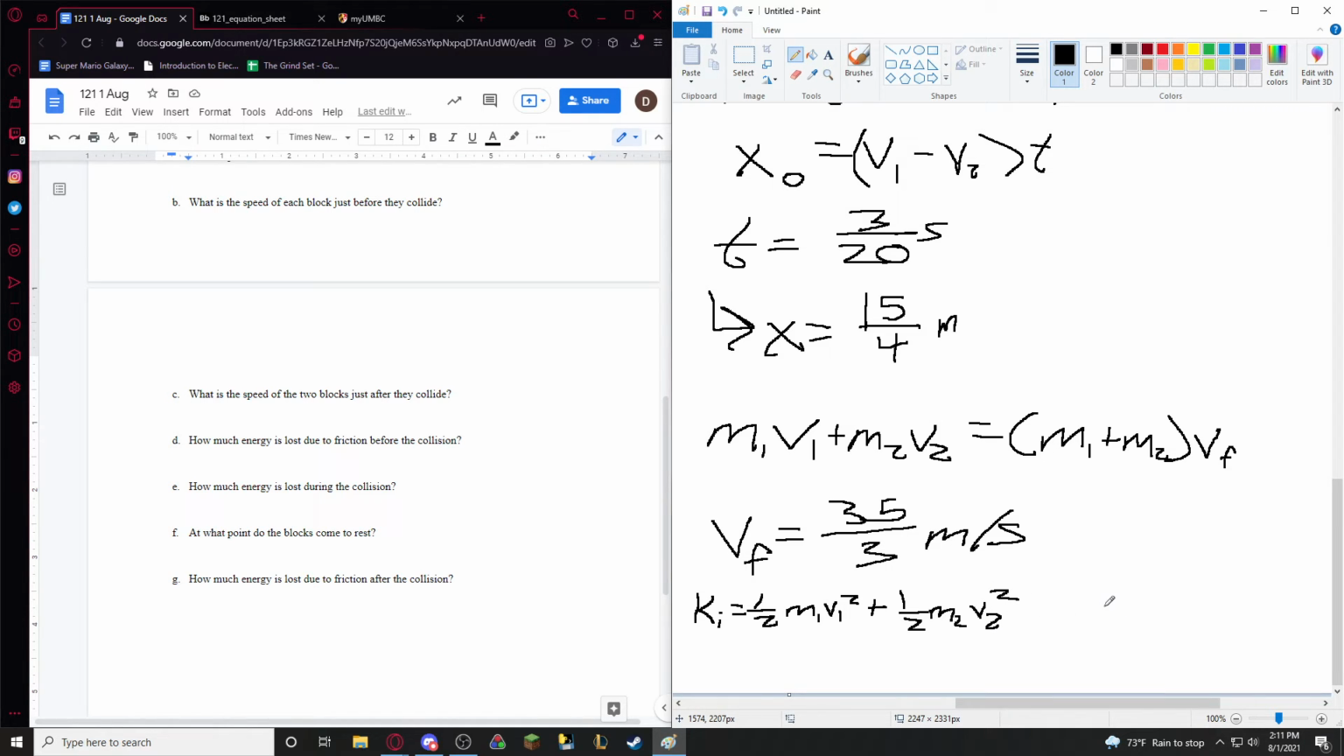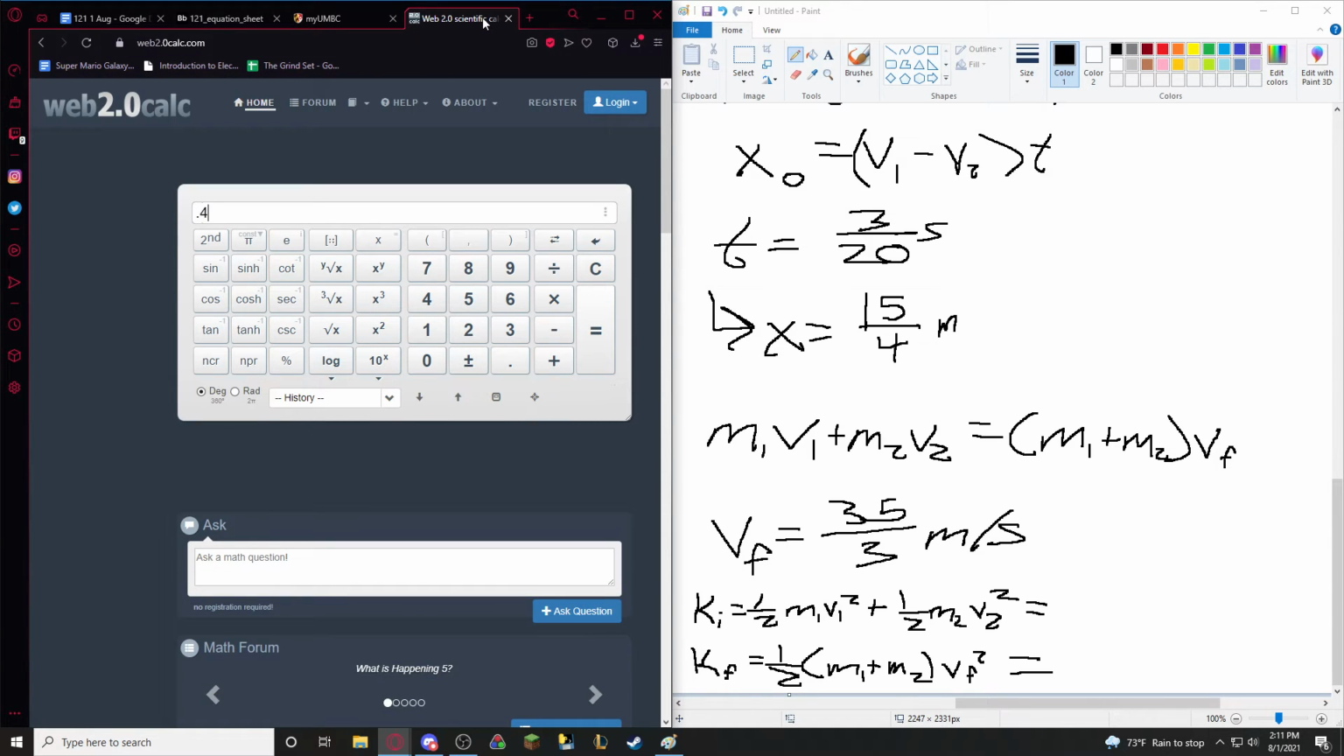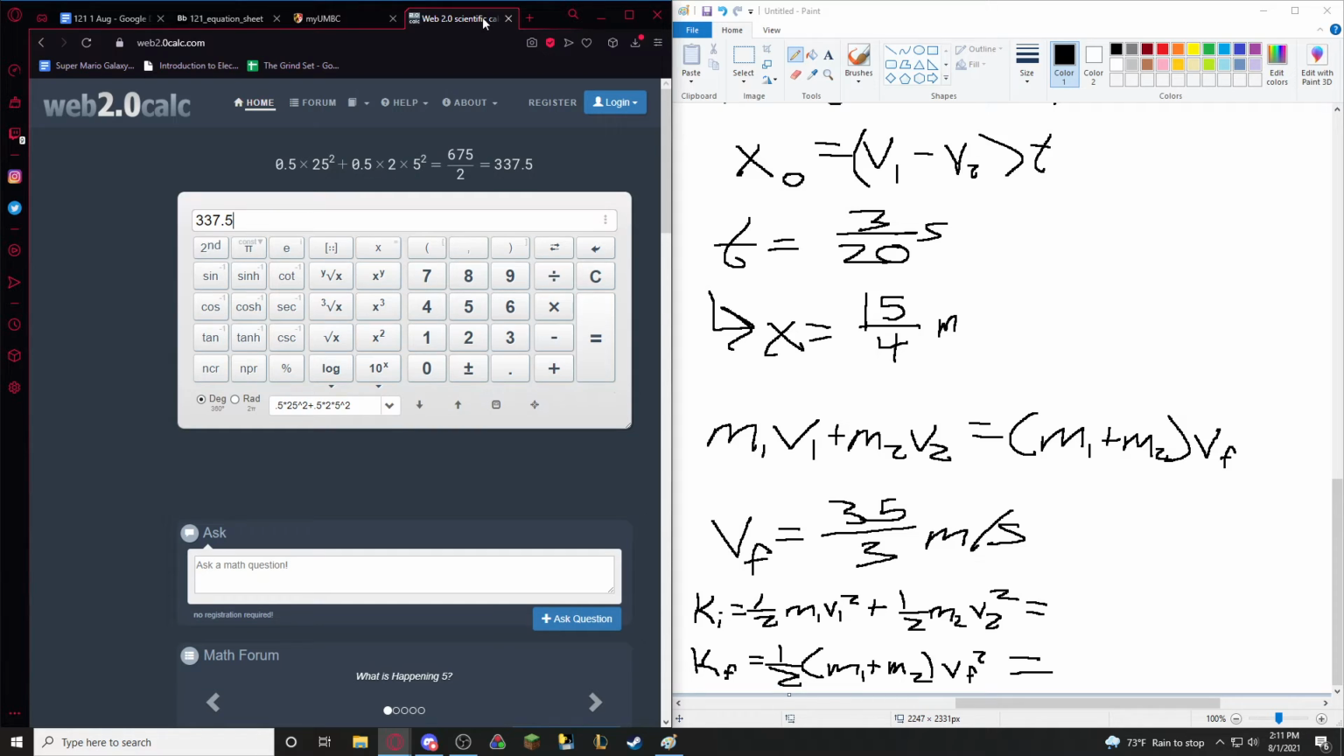It's not equal because it's an inelastic collision. Good point, that would be the final. Then you just subtract final from initial, or initial from final, and you get the loss. Exactly. So we can go ahead and calculate both of these. 0.5 times 1 times 25 squared plus 0.5 times 2 times 5 squared. Initially, we have about 337.5 joules.